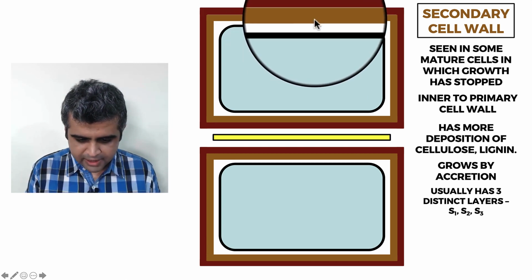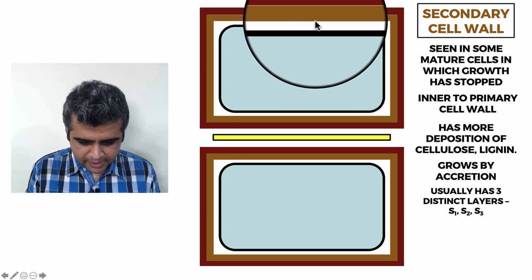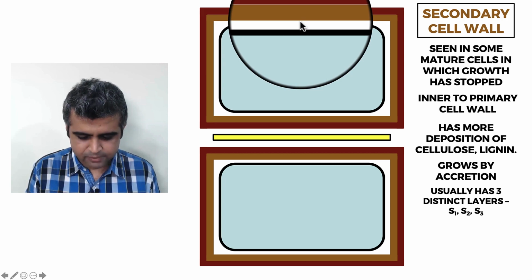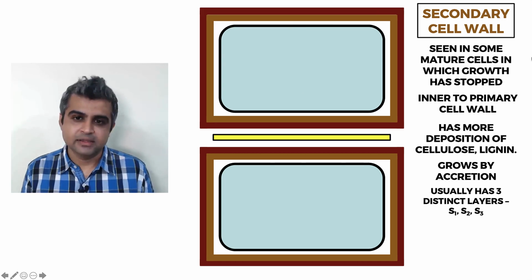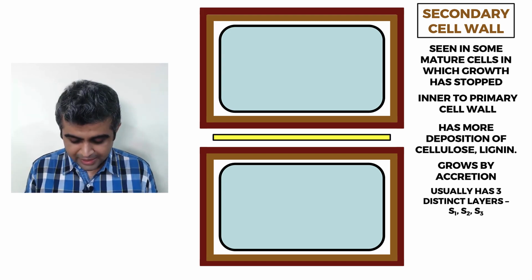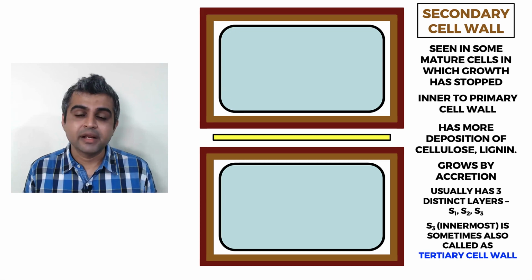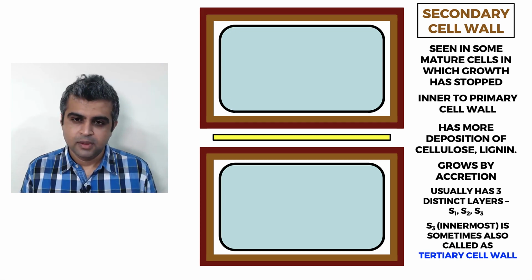फिर उसके नीचे ये वाला जो बनेगा will be S2, और जो एकदम ही अंदर है यहाँ पे will be called as S3. So usually the secondary cell wall has three distinct layers, S1, S2 and S3, S standing for secondary. Now, in some cases, S3 is also called as the tertiary cell wall.